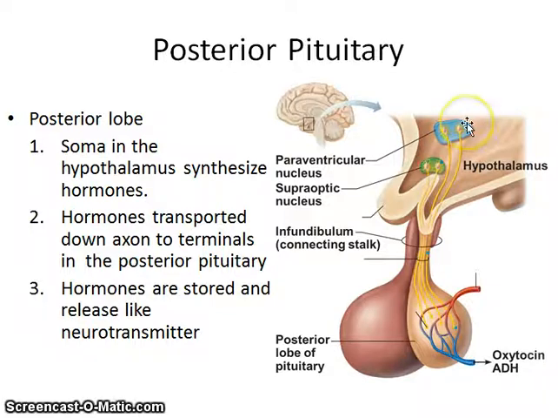If they detect a decrease in the amount of water in the bloodstream, this is going to cause them to generate an action potential, which will travel down the axons to the axon terminals in the posterior pituitary and cause the release of antidiuretic hormone.